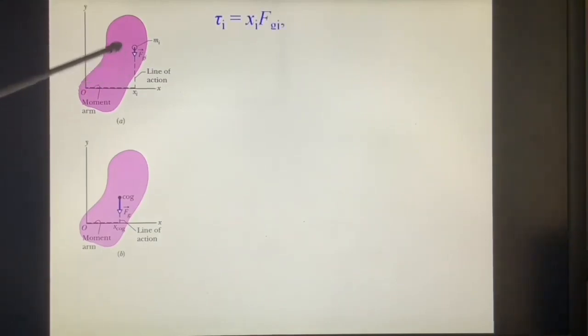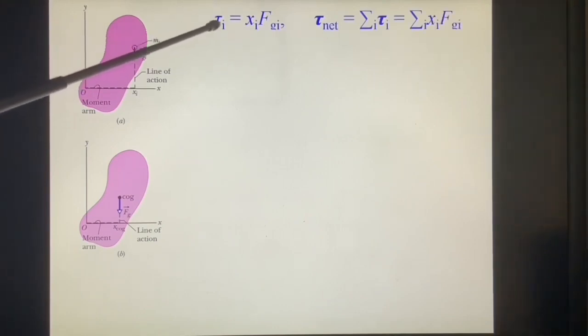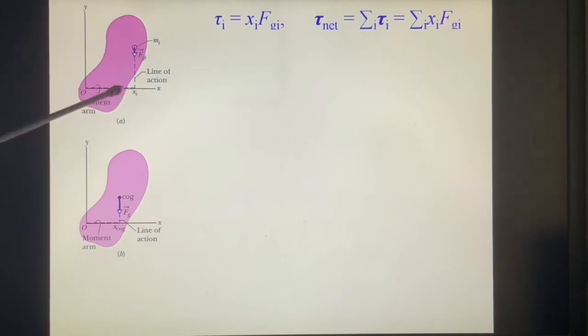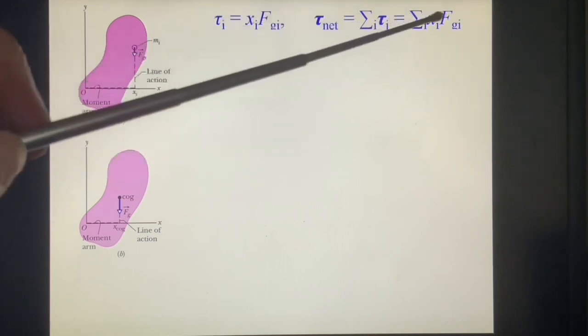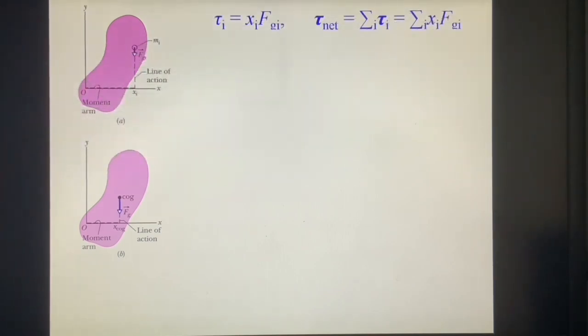Look at this. This is the point O. Around this O, we have a torque τ_i equal to the distance x_i times F_gi. This is some point, okay? And then the total net torque is the sum of τ_i, the sum of x_i F_gi, okay?